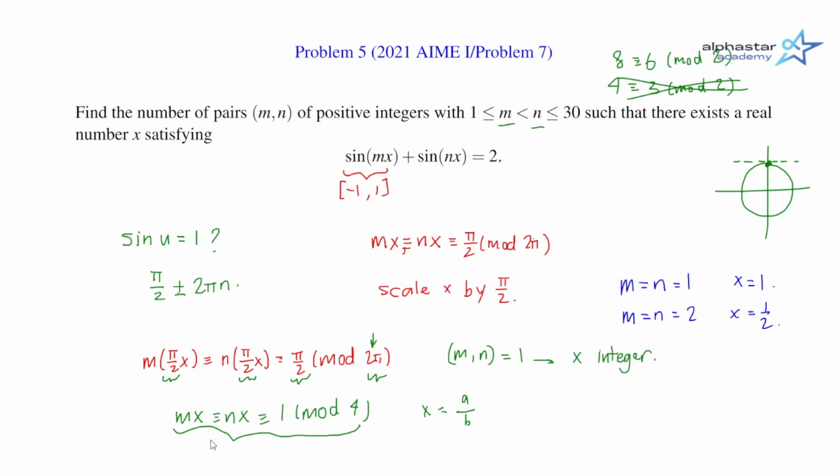And since we have mx is congruent to nx, we have a couple of cases. For example, if m is even and n is odd, and their GCD is 1, well then multiplying m by any integer will result in an even number, which is definitely not 1 mod 4. So this situation is not possible, and similarly, if m is odd and n is even, that is not possible. In the case where m and n are both even, they share a common factor of 2, so we'll deal with that separately. So let's begin by considering the case where m and n are both odd.